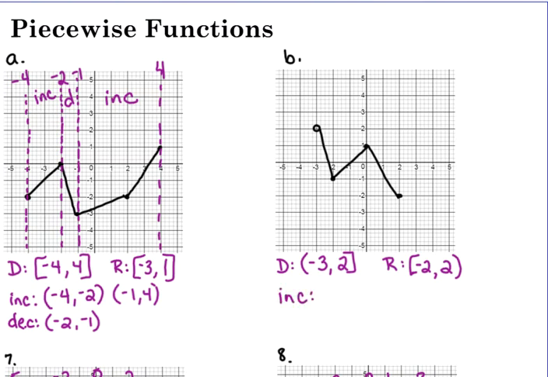All right, increasing and decreasing intervals. We start at -3 is where our function starts. It decreases, it goes downhill until -2. Then it's going uphill and it changes at 0. So we're increasing here, then we're decreasing, and our function ends at +2.